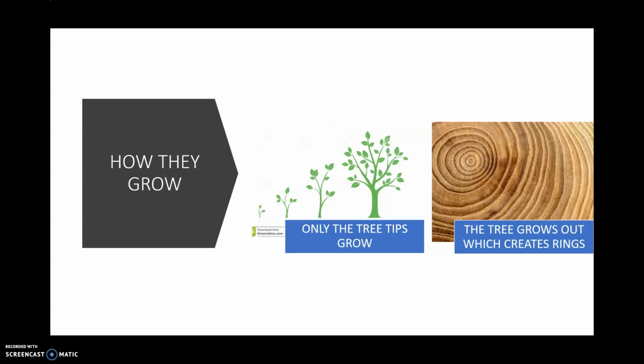So only the tree tips grow. So this part of the tree doesn't grow up. Only the tips of the tree and the roots grow. This part here grows outwards. Every year it'll go a bit further, and that's how we get the tree rings.